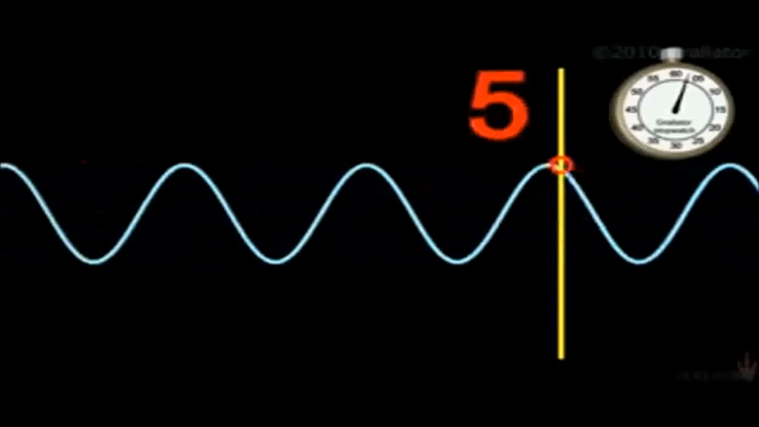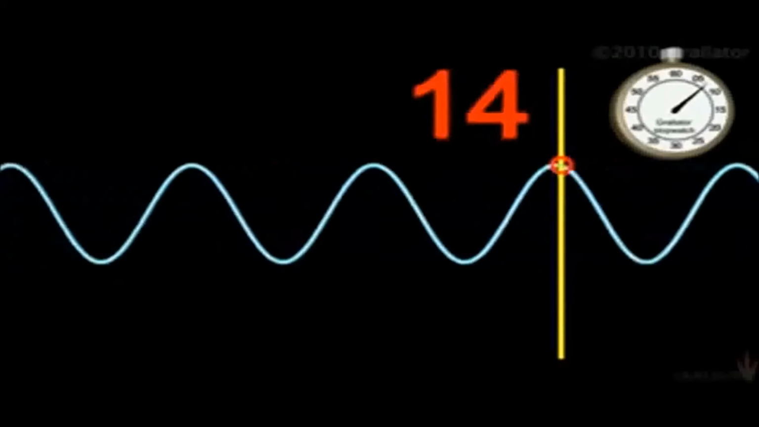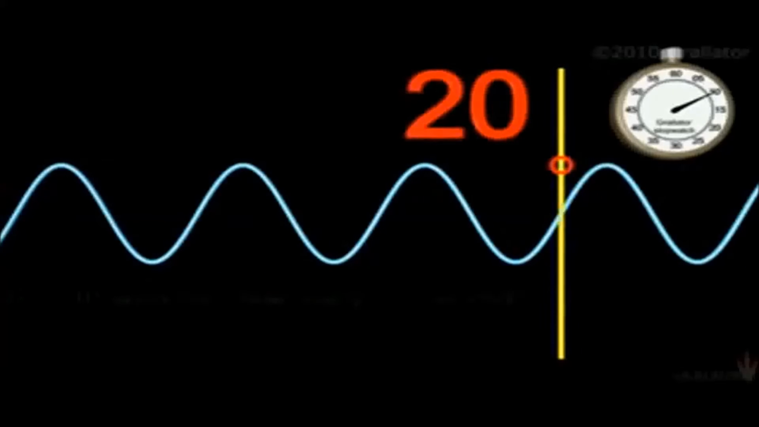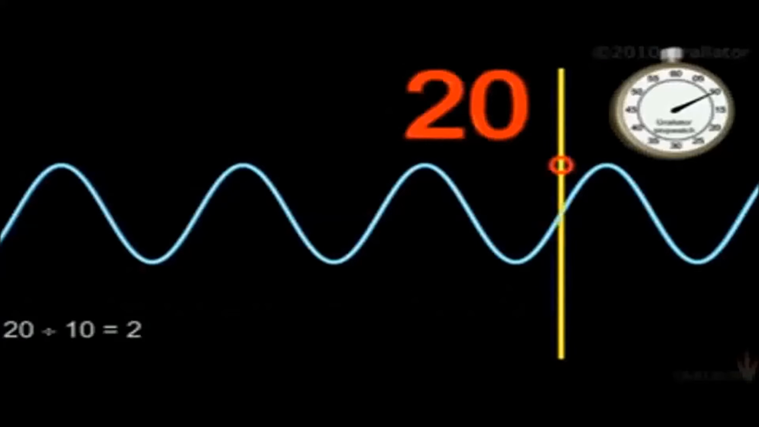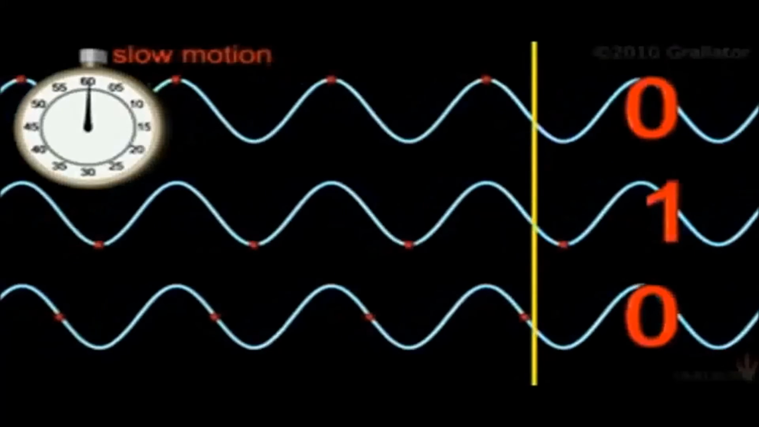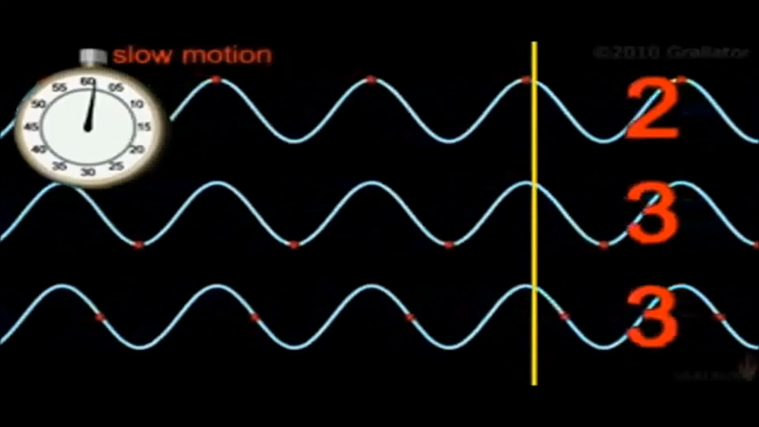Imagine that I stand in a fixed position and count how many peaks pass me in a given time. I might, for example, count 20 peaks in 10 seconds. I can then ask, if 20 pass me in 10 seconds, how many would pass me in 1 second? The answer is 20 divided by 10, so 2. I can say the frequency of peaks passing me is 2 per second. This is the frequency of the wave. It doesn't matter whether you count peaks, troughs, or somewhere in between, as long as you count the same part of the wave every time.